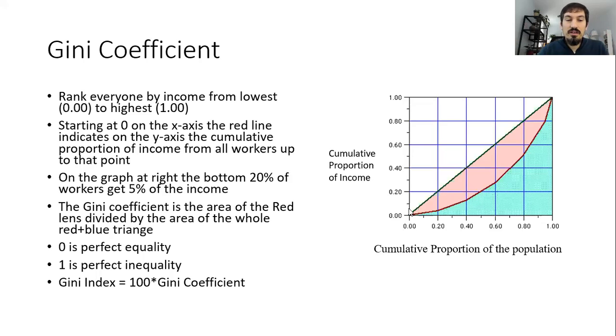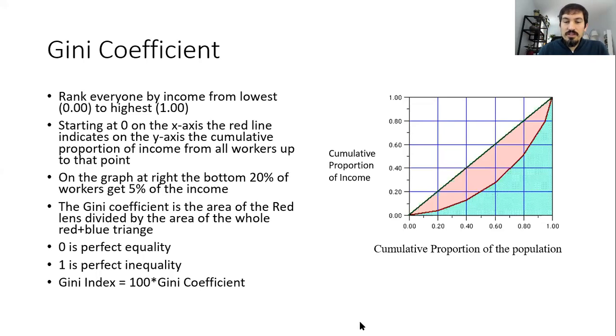The truth is, you could never get anywhere close to 0 or 1. Gini coefficients are usually around 0.3, 0.4, 0.5. Anything outside 0.3, 0.4, 0.5, I would say is considered extreme in either direction. And that's because you can never get towards either extreme, either 0 or 1. And you might actually see the Gini index equals 100 times the Gini coefficient. You might see that.